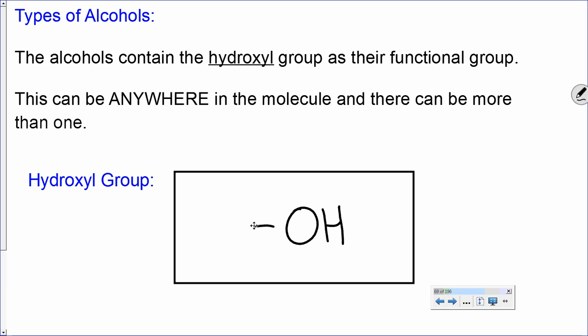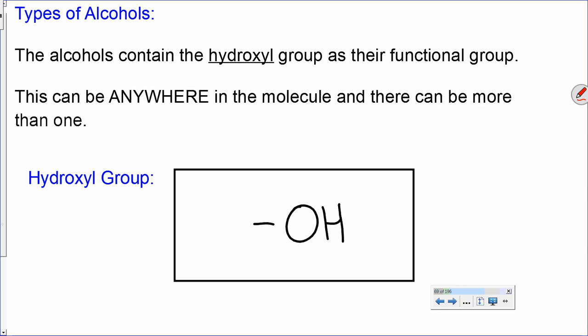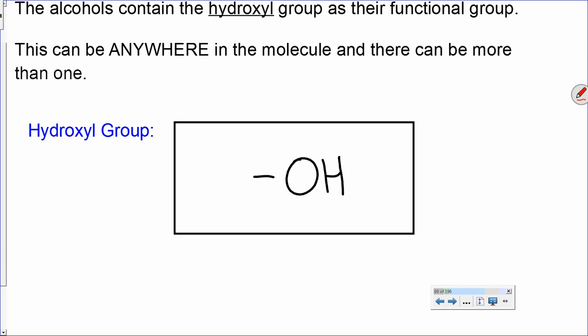What makes this a hydroxyl group instead of just a regular hydroxide, like we talked about in acid base, is that there's going to be carbons or a carbon chain bonded here, so dissociation will not occur, and therefore, as we talked about before, alcohols are non-electrolytes. So this OH group does not break off and have basic behavior.